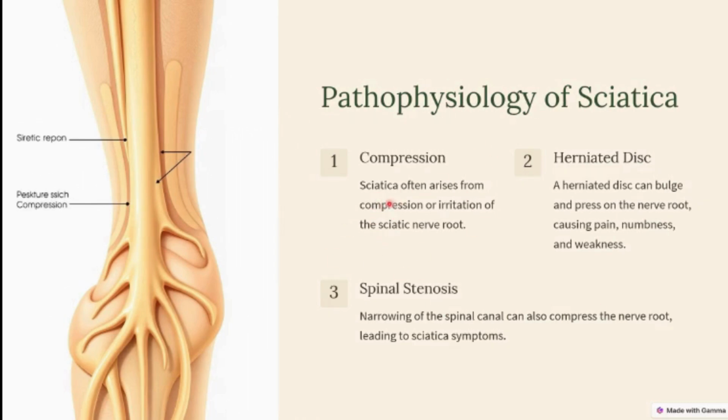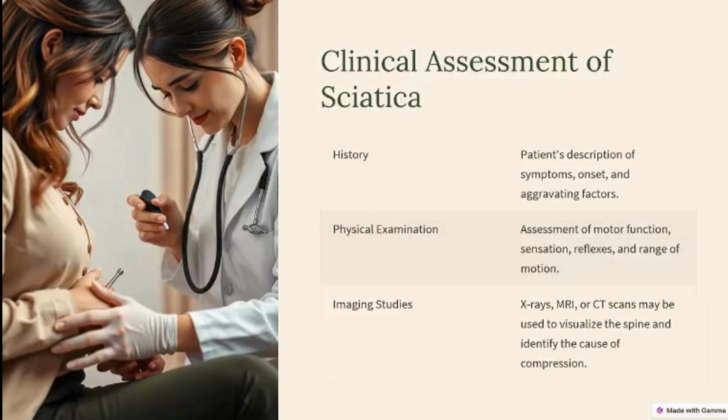Compression, as we just saw: sciatica often arises from the compression or irritation of the sciatic nerve root. Herniated disc: a herniated disc can bulge and press on the nerve root, causing pain, numbness, and weakness. Spinal stenosis, narrowing of the spinal canal, can also compress the nerve root, leading to sciatica symptoms.